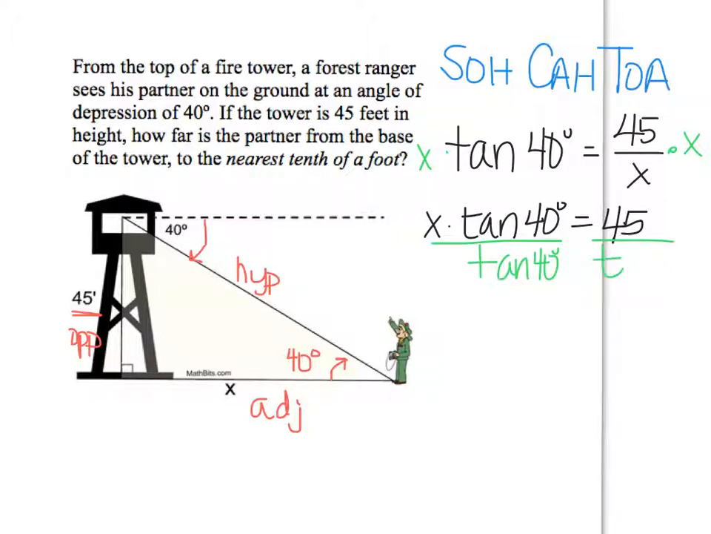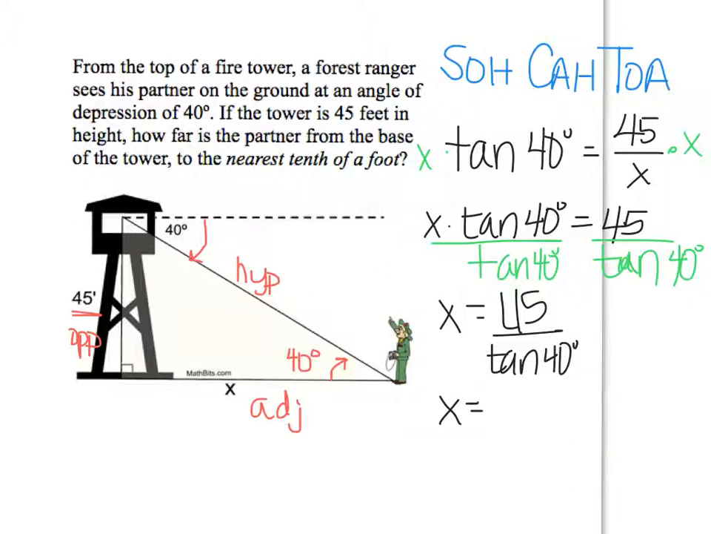And if I divide both sides by the tangent of 40, we will be able to solve this. So I'm going to type x equals 45 divided by the tangent of 40 degrees. And now I can type that into my calculator. Okay, so when I type this into my calculator, I get that x equals 53.6. It says nearest tenth of a foot, so we're going to round it there. 53.6 feet is how far the partner is away.